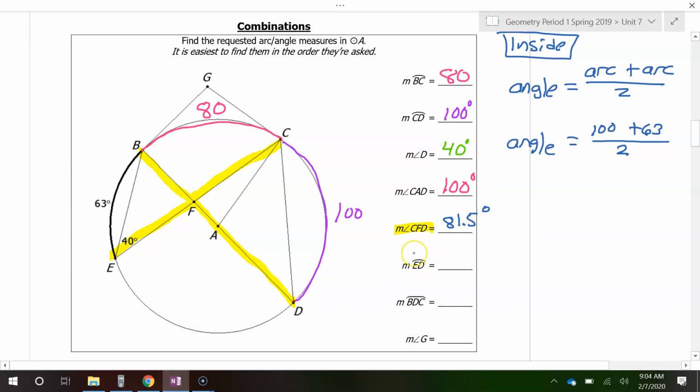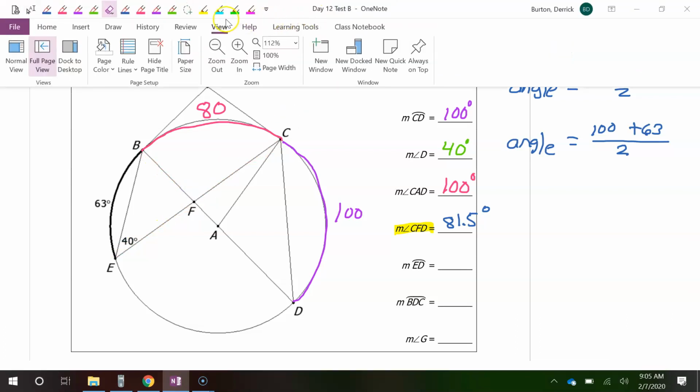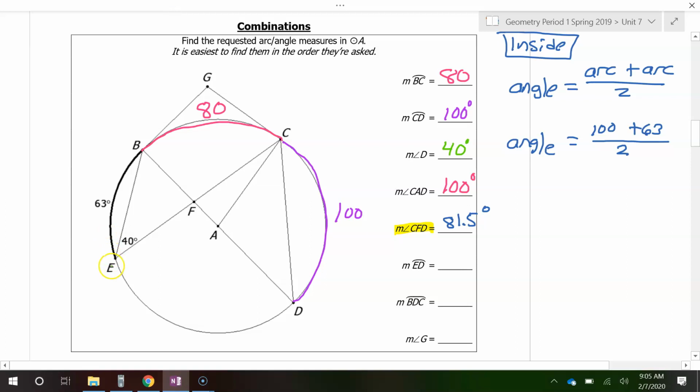Okay, so I know that was your question, but I'll go ahead and just finish this in case anybody else needs it. So next we're supposed to find the measure of arc ED. Well, arc ED, erase this for a second. Arc ED is right here in green. Now, I'm noticing that we have the rest of the entire circle. All right, we have the black, the red, the purple. We have everything except for the green.